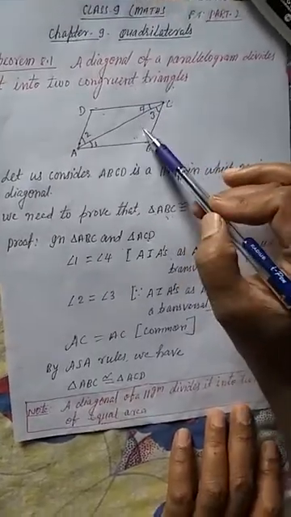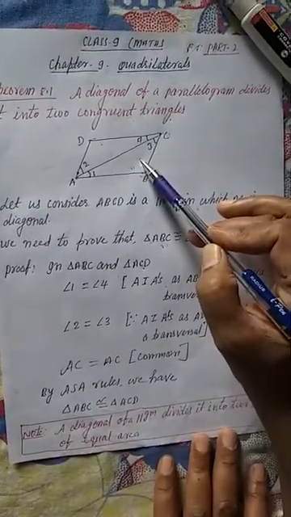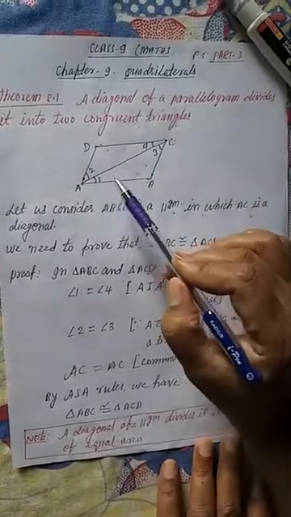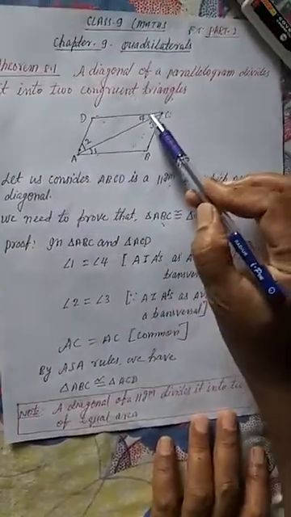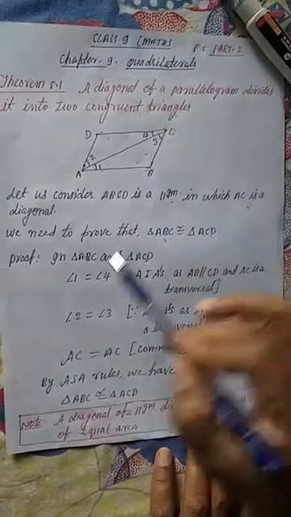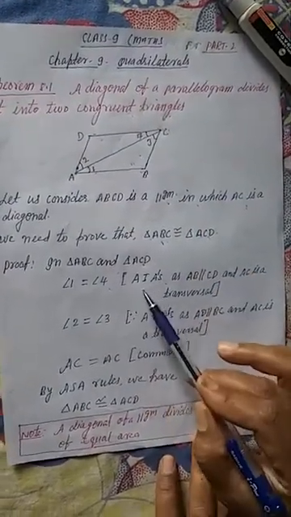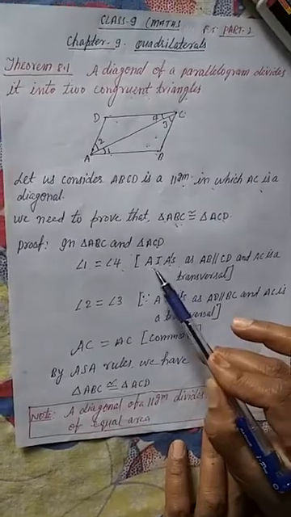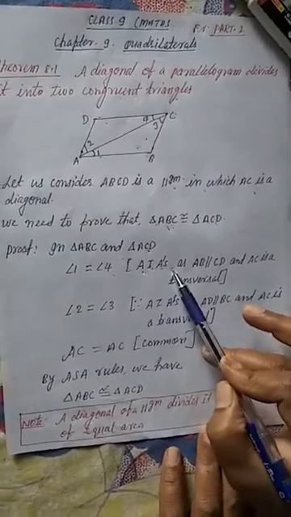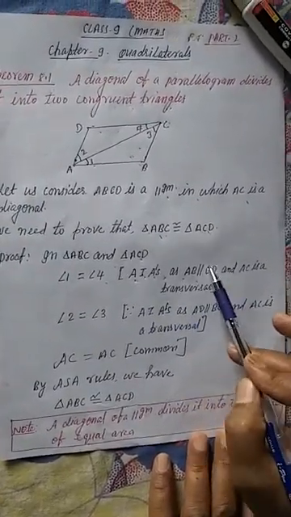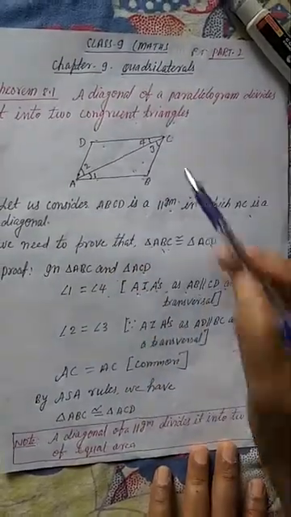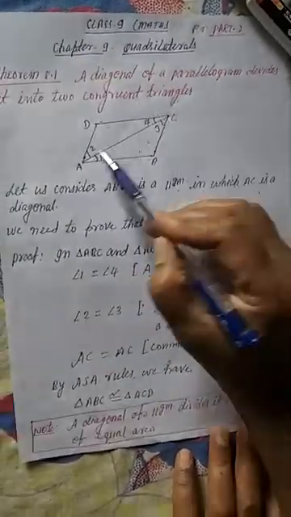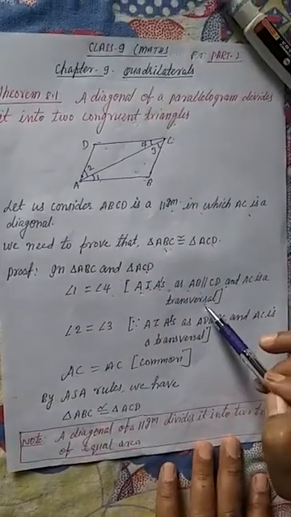What things are given here according to the property? So we see here angle 1 equals angle 4, in this triangle 1 and this triangle 4. Why is angle 1 equal to angle 4? Because they are alternate interior angles, as AB is parallel to CD. See here, AB is parallel to CD and AC is a transversal. So that's why they are alternate interior angles.